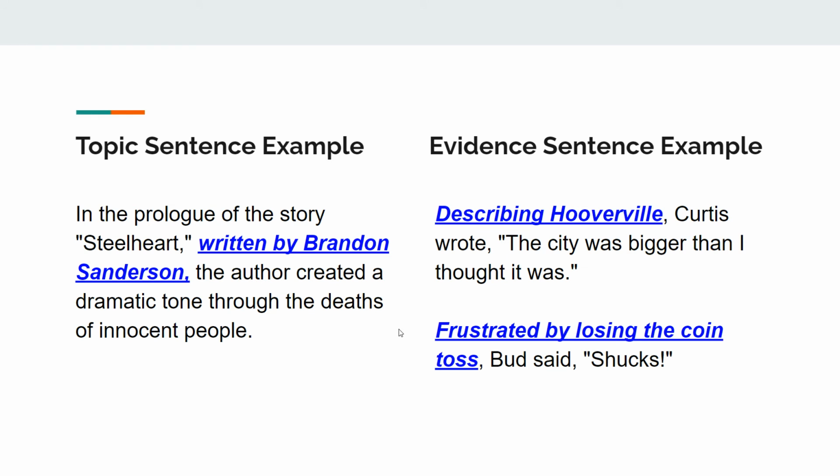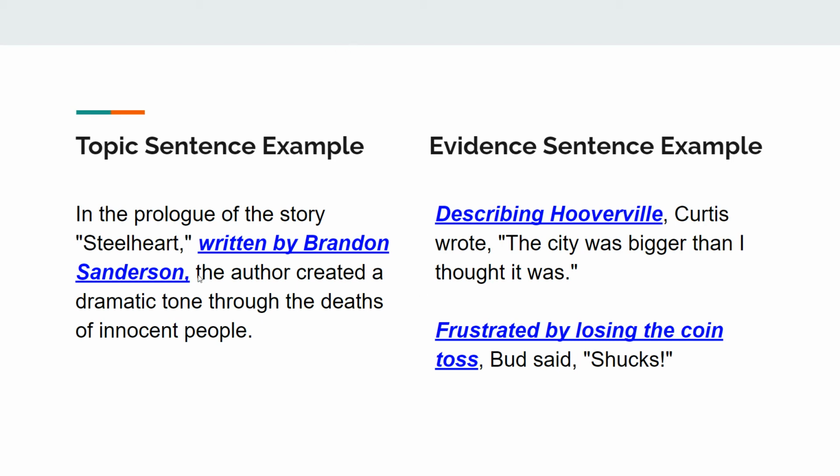What are some ways that we can use participle phrases? One thing I realize is you already are. In our topic sentence, I have you guys write a participle phrase in every one. In the prologue of the story Steelheart, comma, written by Brandon Sanderson, comma, the author created dramatic tone through the deaths of innocent people. Now, this is about a very interesting book called Steelheart, written by a great author.